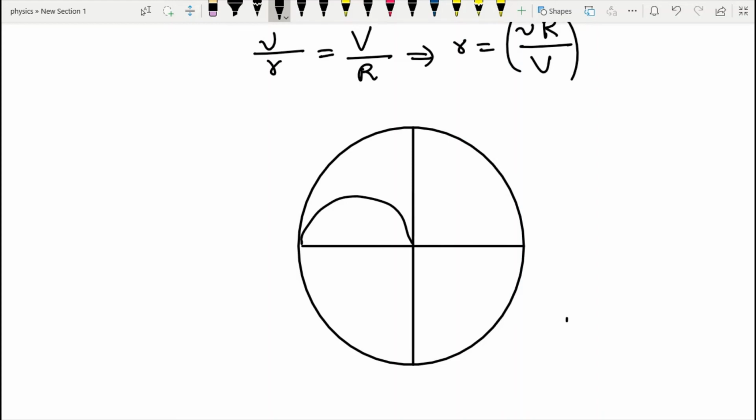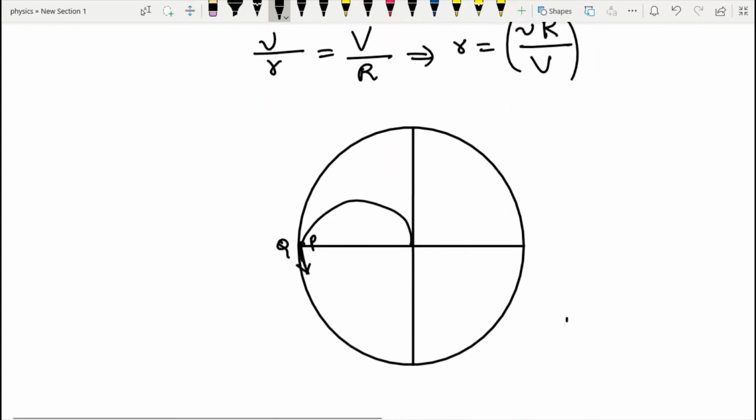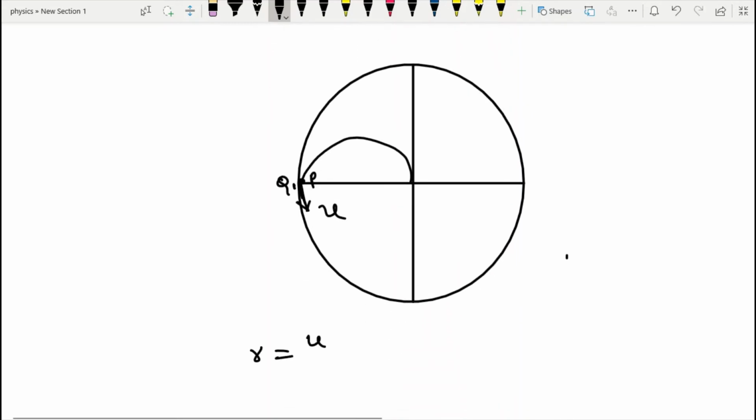At this point, whenever the particle P is catching the particle Q, you can see one important point. This is particle Q and this is particle P. Particle P's velocity will finally coincide with the velocity of particle Q, because both have the same speed at this point. That means in the place of small v, we can write u, because it becomes finally parallel to u. So small r is equal to u r divided by capital V.